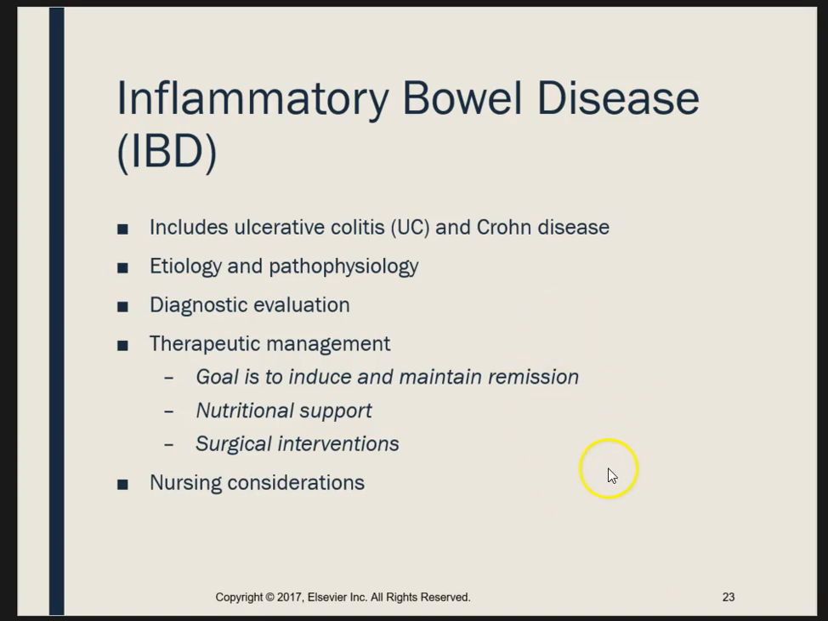The overall goal for either one of these is going to be, just like everything else, maintain as much functioning as possible. So we're going to call it remission because this is a chronic issue. And the way that occurs is, one, through nutritional support. So diet will likely have to change for almost everybody with this.